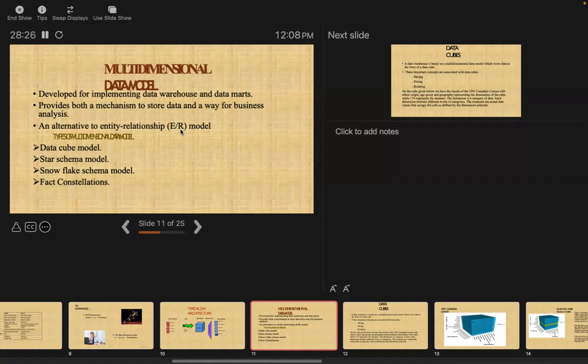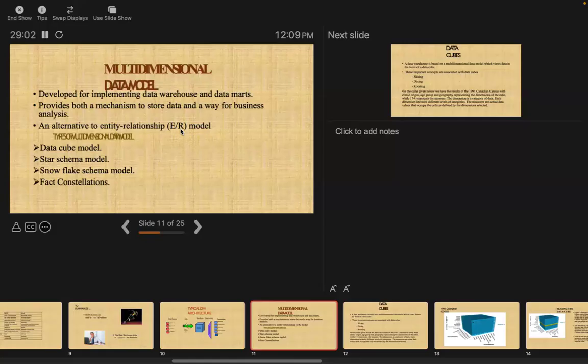These models are developed for implementing data warehouse and then again data marts. Data mart is a kind of short form, we'll discuss. Then it provides a mechanism to store data and a way for analysis, right? And you can consider it as an alternative to the ER model. Like in the ER model, we saw the relationship among different entities, that is the main purpose. Here, we see the relationship among the data for different dimensions.